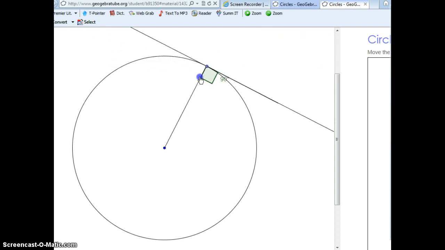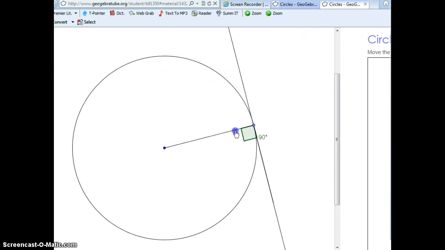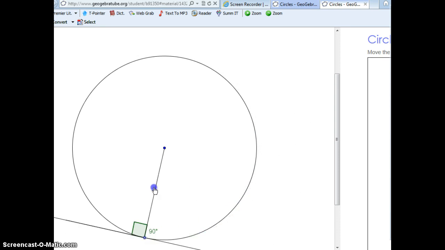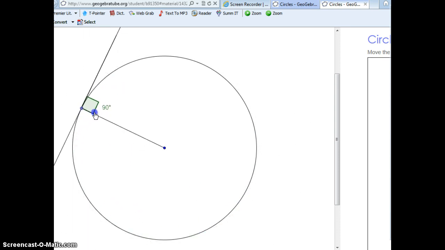Well, check out what happens. No matter where I put that radius, a line tangent to that is always going to be perpendicular. It's always going to form that 90-degree angle. That's a very important idea, and I'll say it again. A radius and a tangent are always perpendicular at the point of tangency.